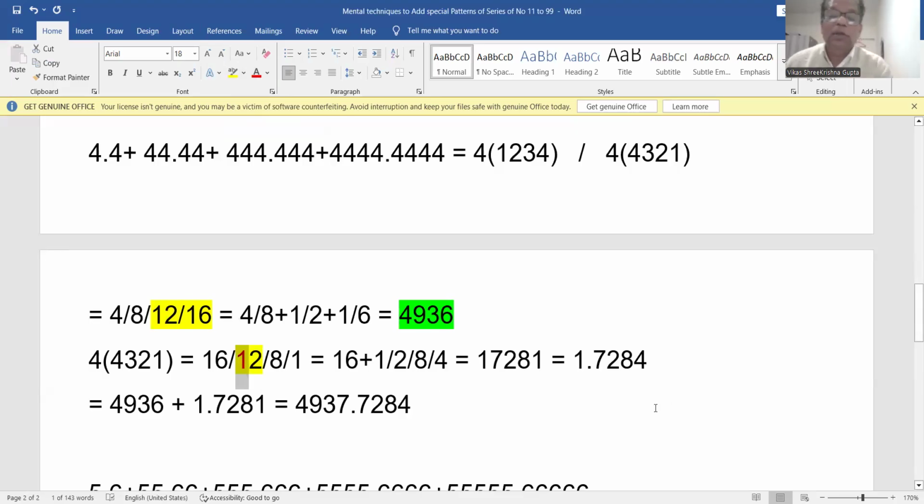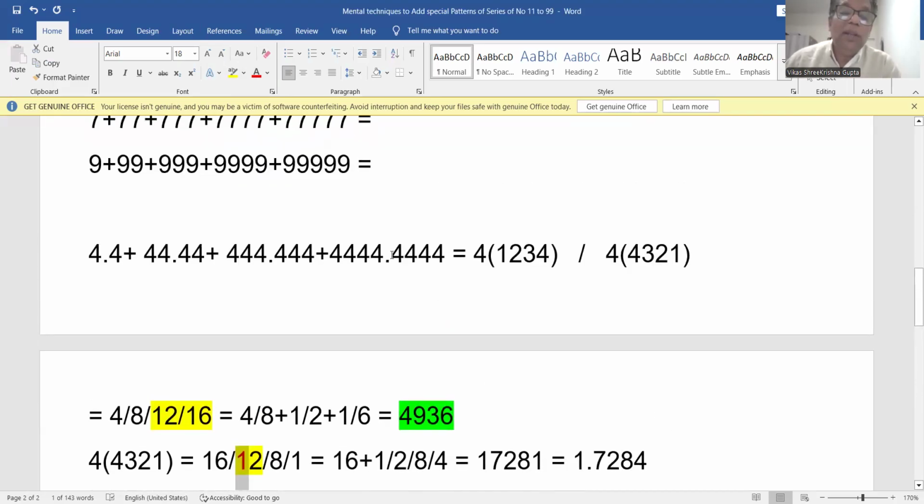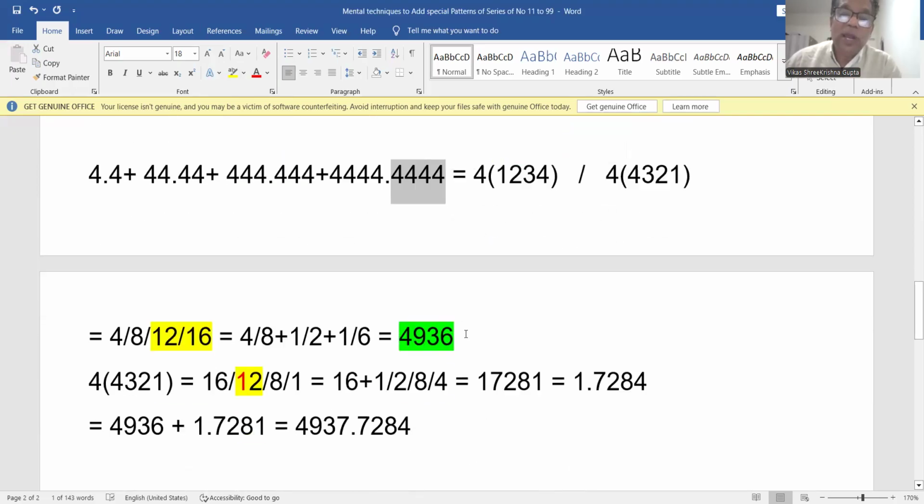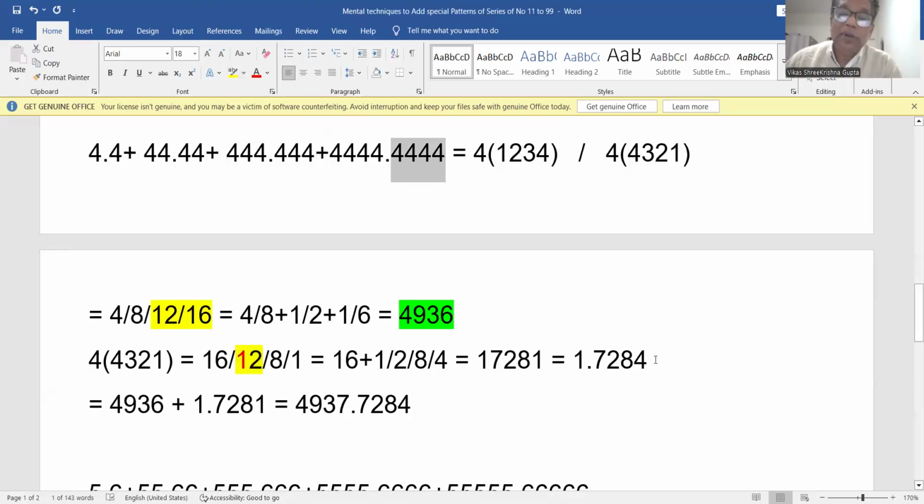17 to 81. Now, if you remember, what was the number? How many digits after the decimal? How many maximum? 4. Look at 4 digits. So I put a decimal after 4 digits, counting from the right. I get the answer as 1.7284.